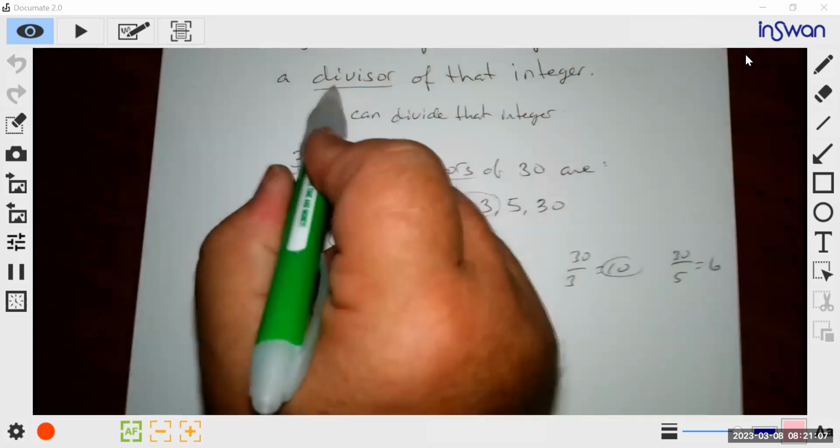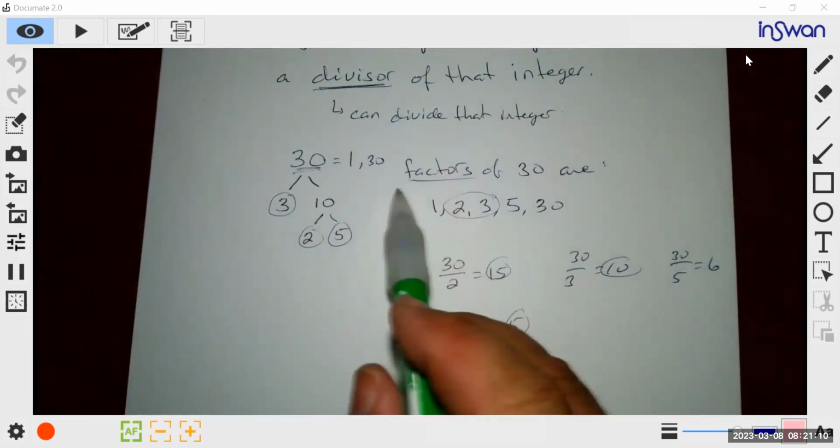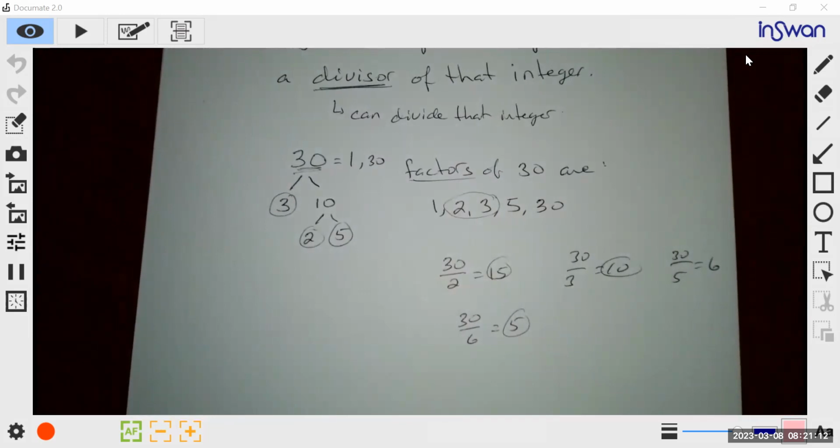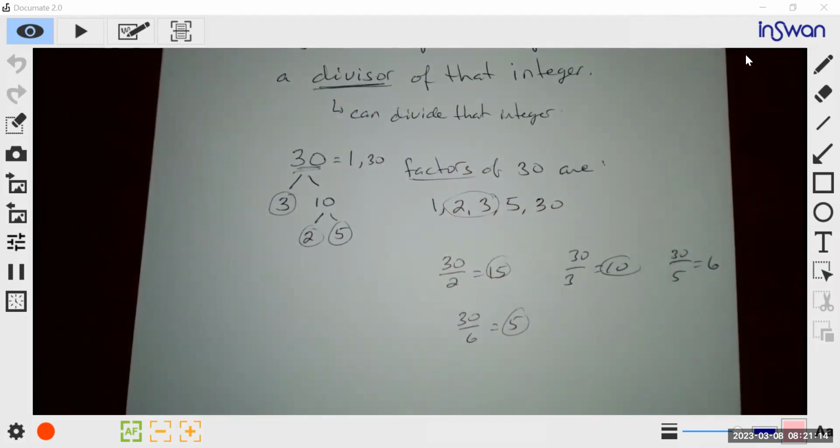They're divisors. I should say not factors, divisors. So any factors are also divisors. They fit into that number evenly. And here's a theorem that says this.